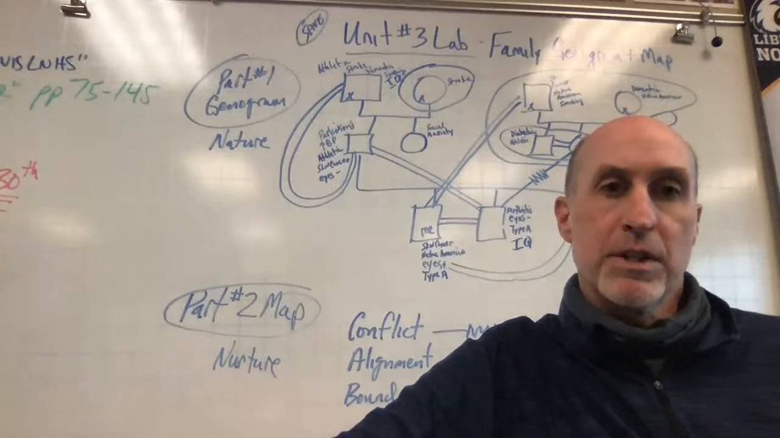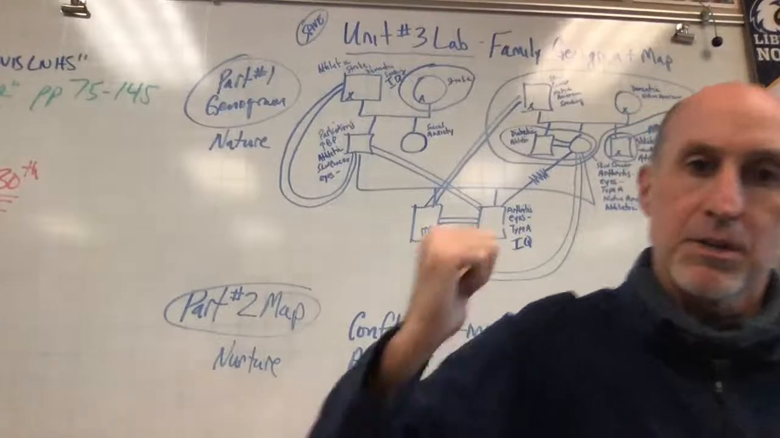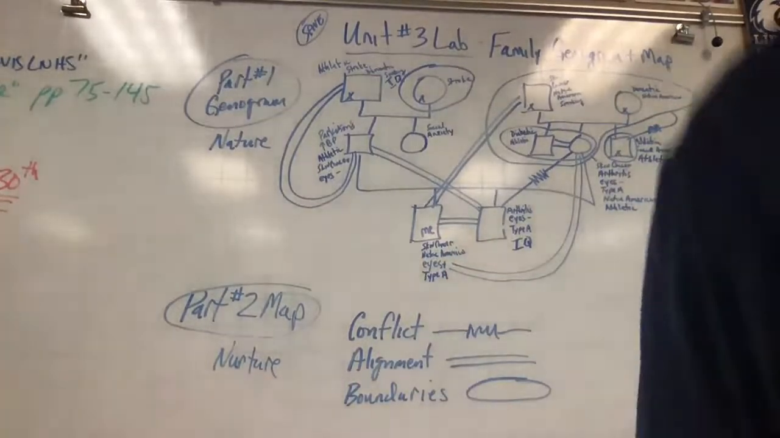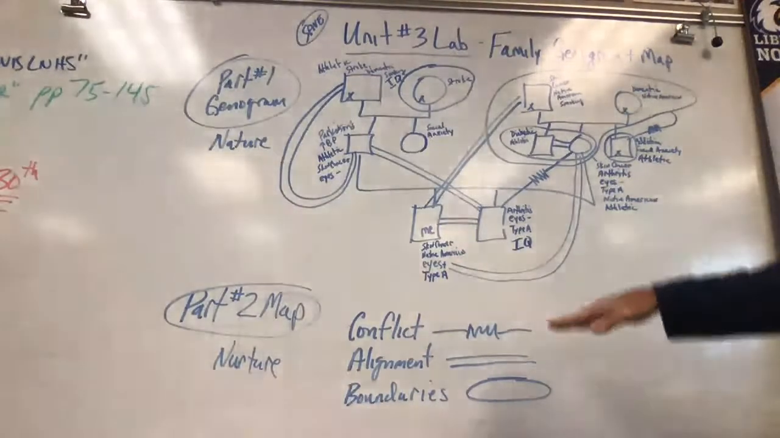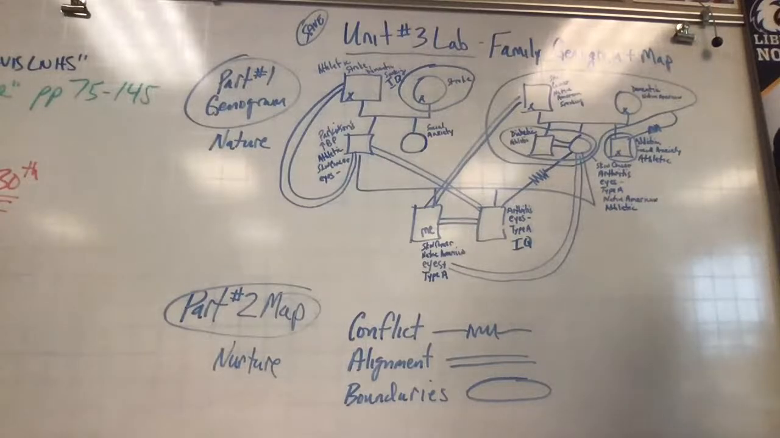Today we're going to be going over Unit 3, AP learning targets 6 and 7. Also, before we do that though, I'm going to go over again the directions for part 2 of your Unit 3 lab, which is your family genogram and map.